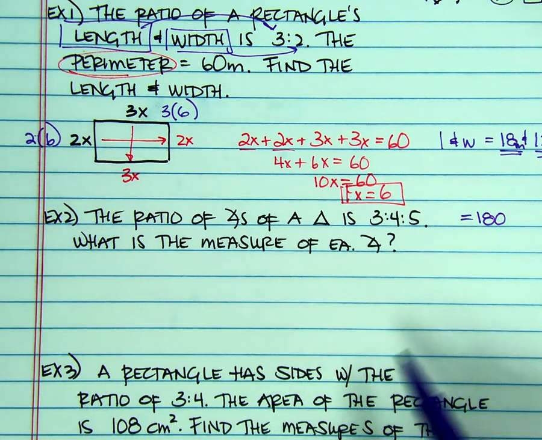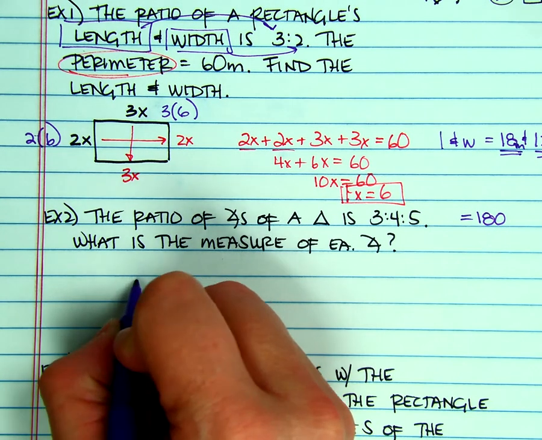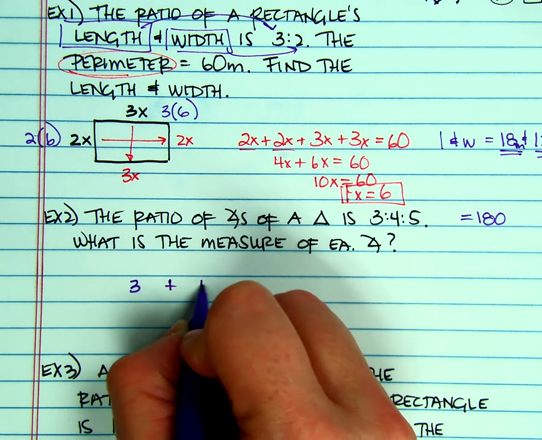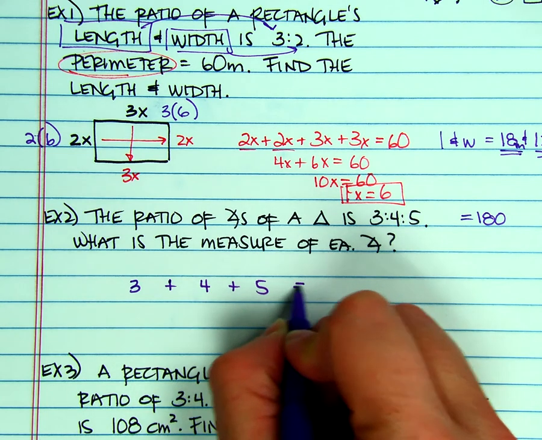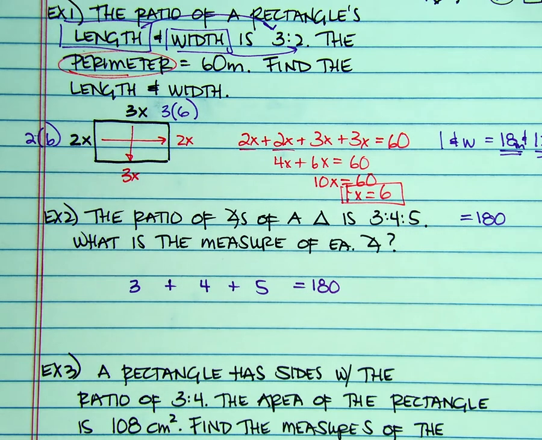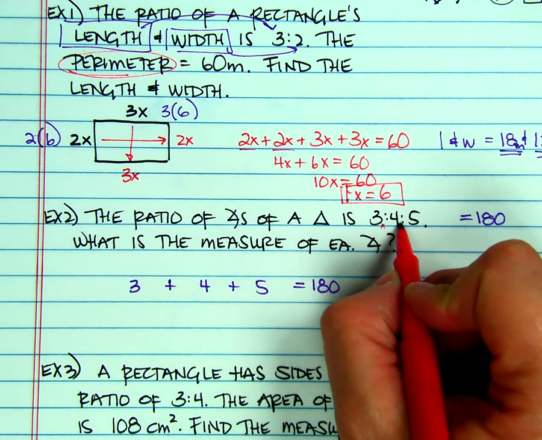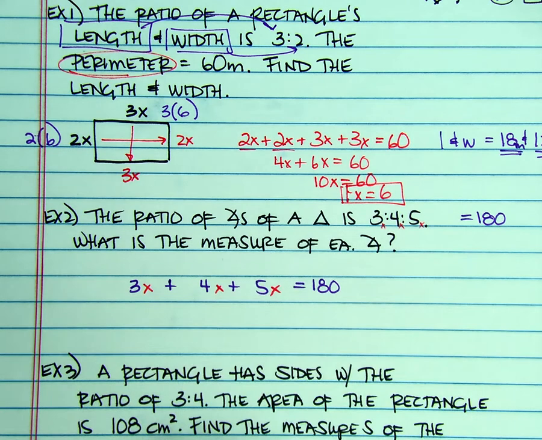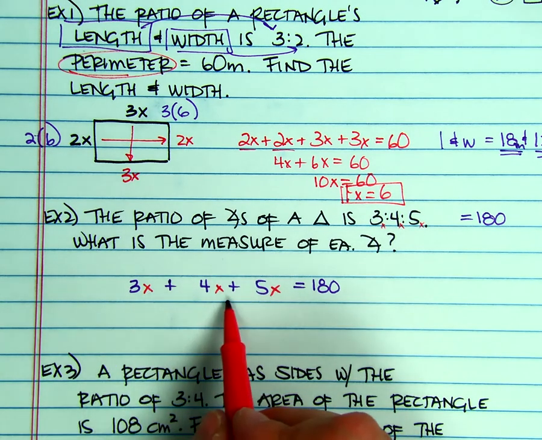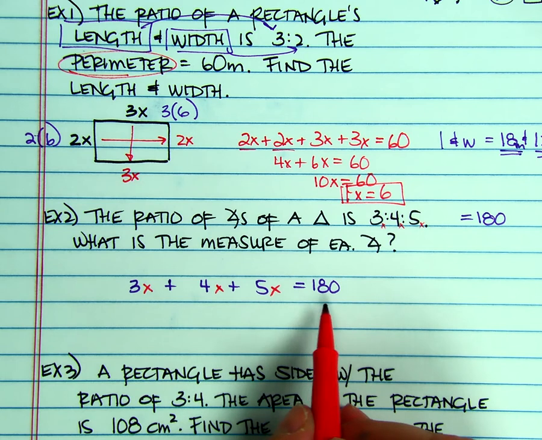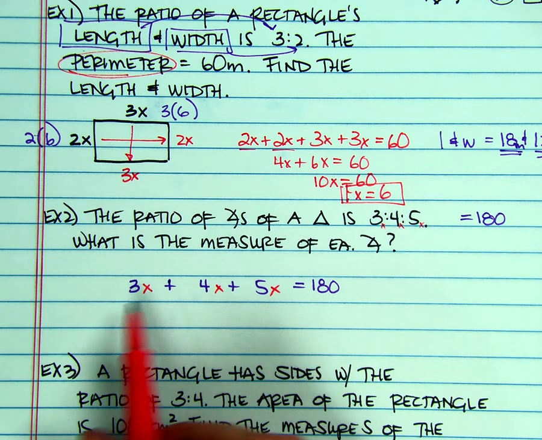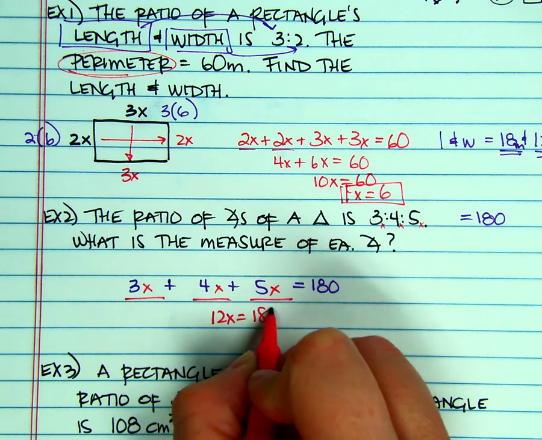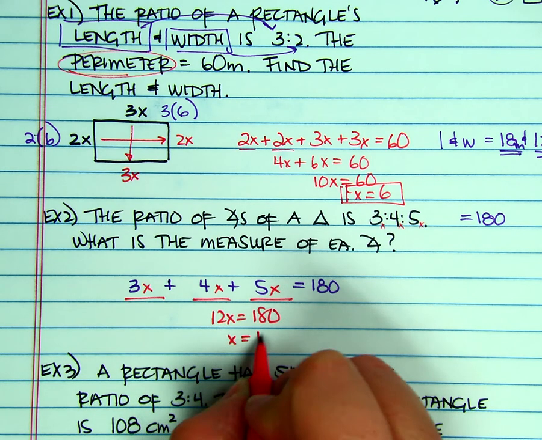So going back to what we just did on the other one, we know then that it is not 3 plus 4 plus 5 equal to 180, because that wouldn't make any sense. We're looking for that common number. So we're going to, again, call that x. So 3x plus 4x plus 5x, those 3 angles has to equal 180 degrees. Combining like terms, I get 12x equals 180, so x equals 15.